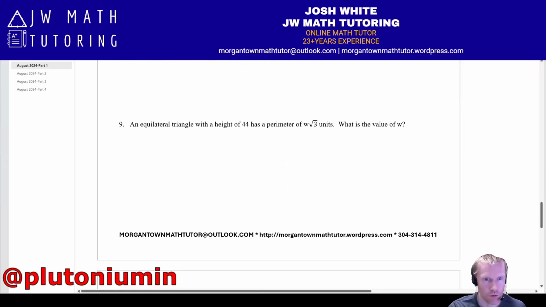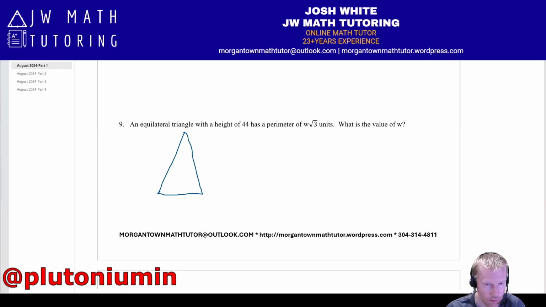Okay, so the next one is number 9, the one with the equilateral triangle. So the approach that was recommended by the commenter, again, username on the screen here. It's basically, this height is 44. You say that each side here is a, or x, whatever variable you want. It's the equilateral triangle, right? Basically, this is going to be a over 2.